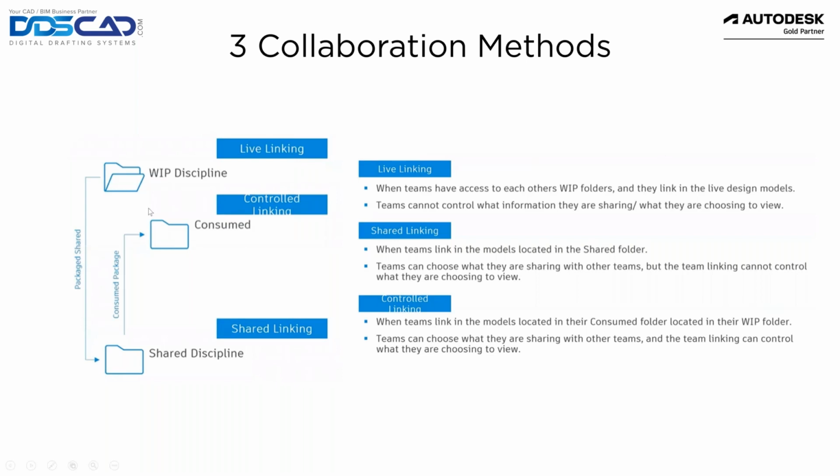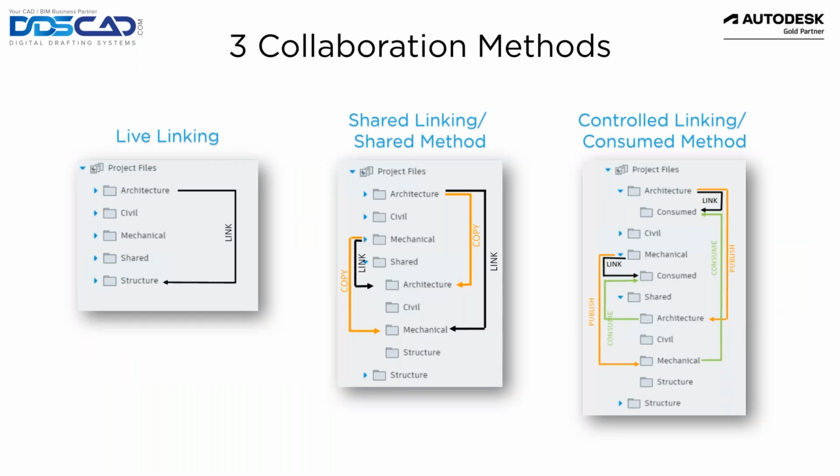You can see a little visual representation here. So for live linking, you're gonna link directly from that work in progress folder. For the shared method, you're gonna share the package, right? From the work in progress, you're gonna share, it's gonna copy to the shared folder, and that's where you link from. And for the consumed method, you're gonna consume the package, then it's gonna be copied to your own consumed folder, and that's where you link from. Again, we're gonna go over this in just a minute. I know it's a little confusing. I'm gonna show you one more slide here just to confuse things a little bit more.